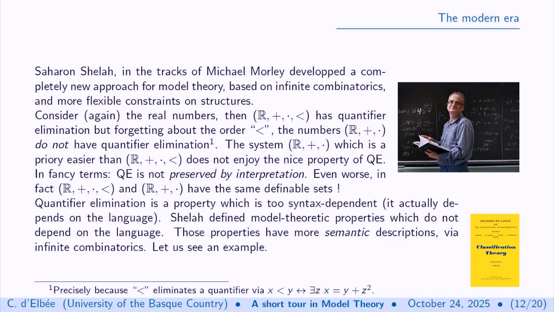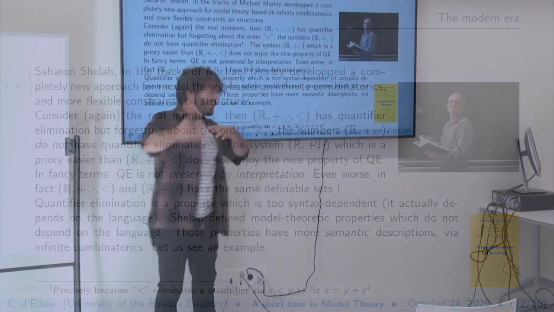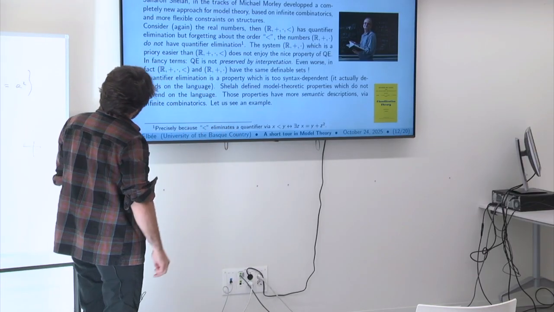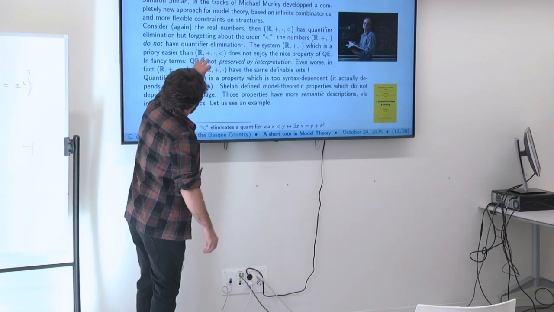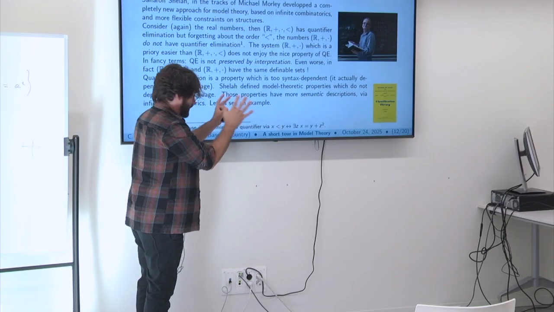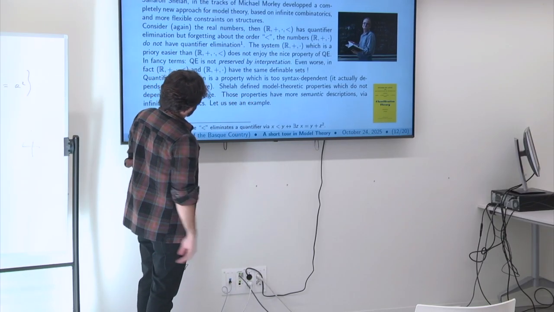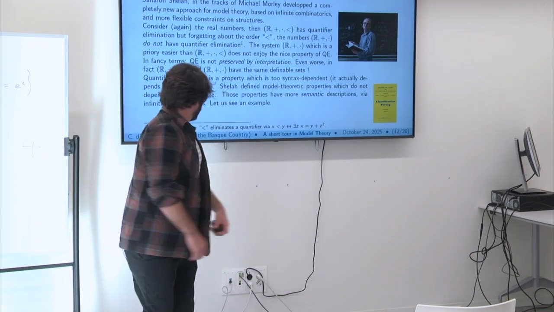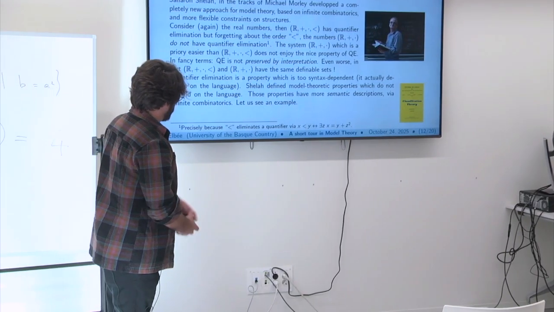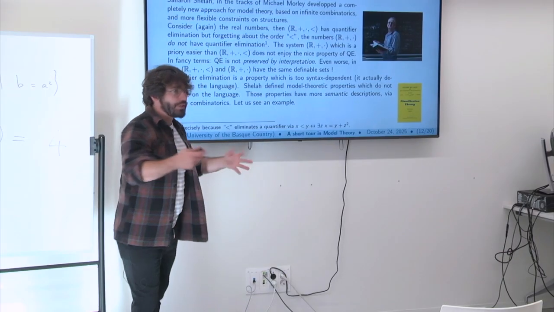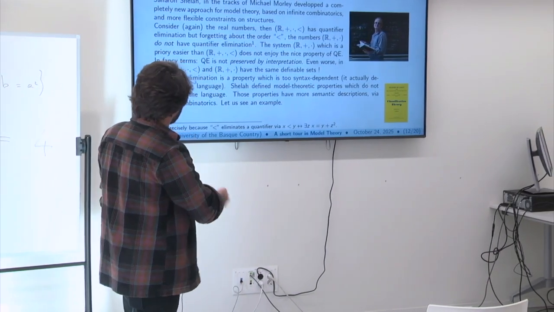So quantifier elimination is not preserved by interpretation, or under reduct. It doesn't pass very well to things that can be constructed from a theory that has quantifier elimination. It's really restricted and fixed, and we want some more flexibility. So Shelah defined model theoretic properties which do not depend on the language. Those properties have a more semantic description via infinite combinatorics. I don't want to define this now, but let's just see an example.